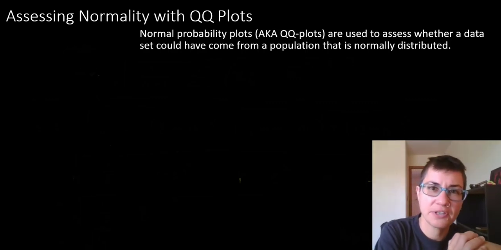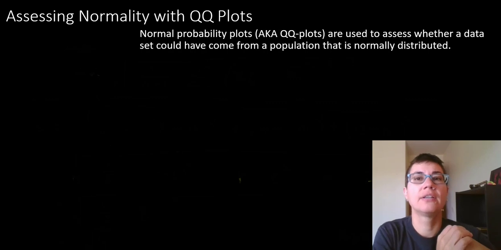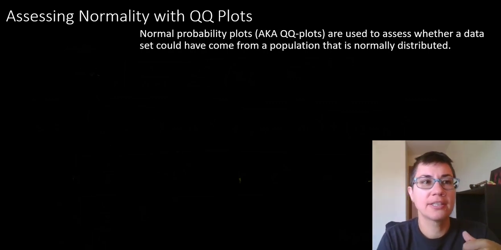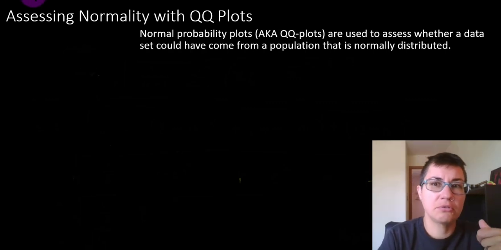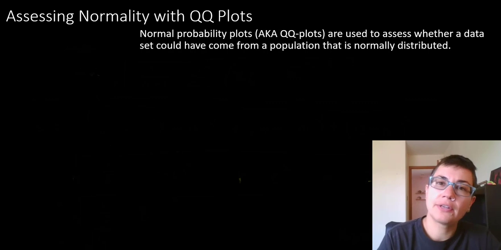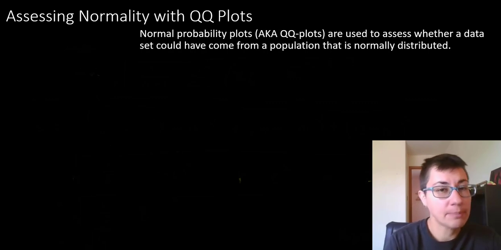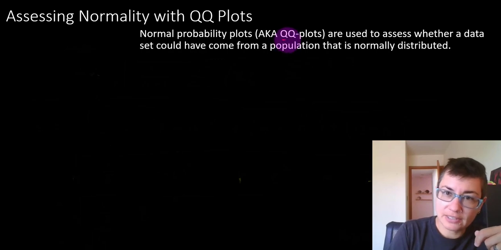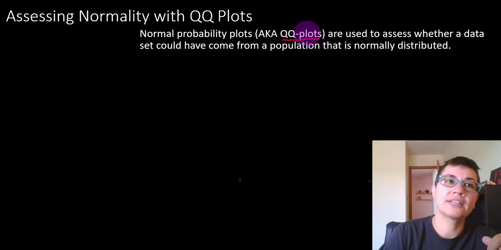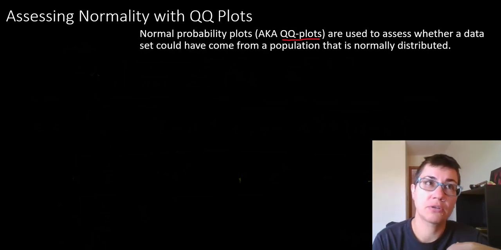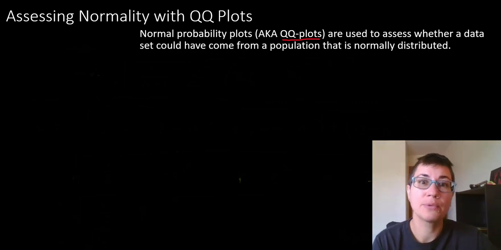Assessing normality with QQ plots. We have a type of graph that we often call a QQ plot, and this is used to assess whether a data set could have come from a population that is normally distributed. And this is important because of the statistical procedures that we are going to discuss that really rely on this fact.